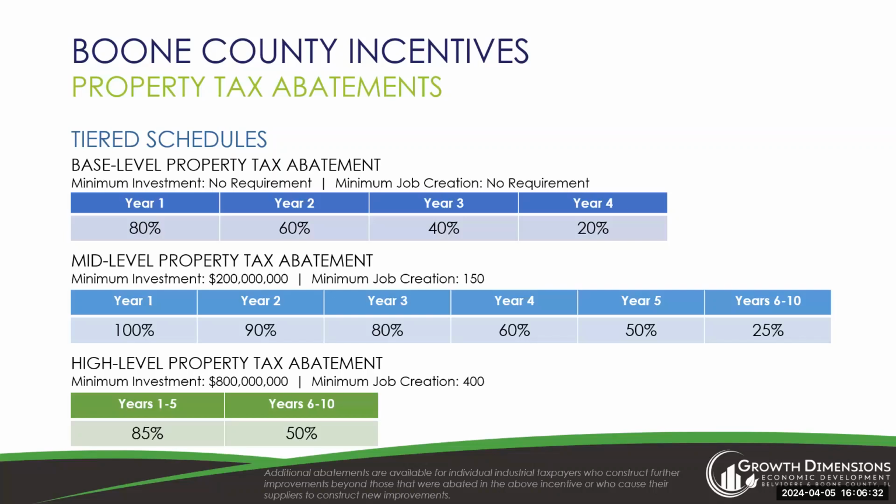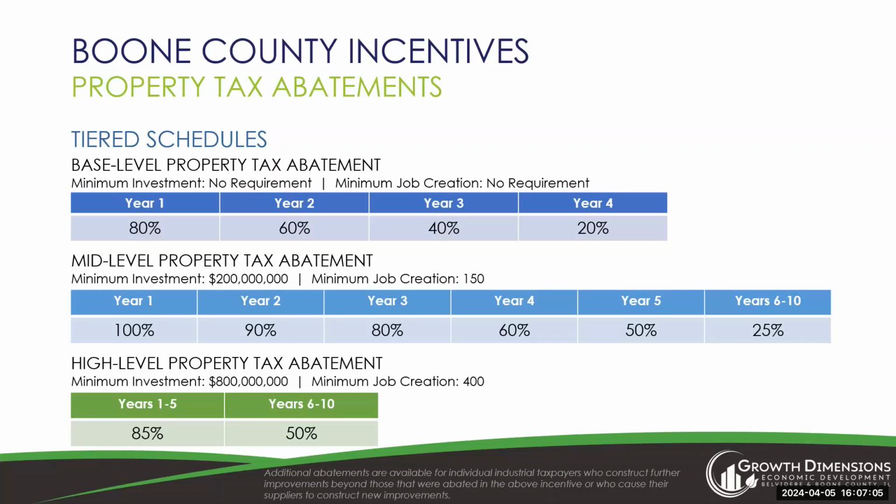The mid-level property tax abatement requires that a minimum of $200 million be invested into a project, along with a minimum of 150 new full-time equivalent jobs created within 3 years of occupancy. The mid-level offers 10 years of abatements, with the first 5 years being 100%, 90%, 80%, 60%, and 50% respectively, with years 6 through 10 at 25%.